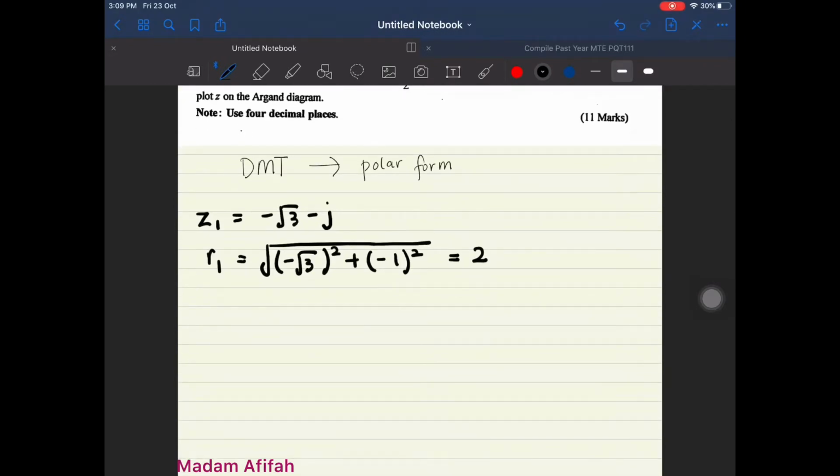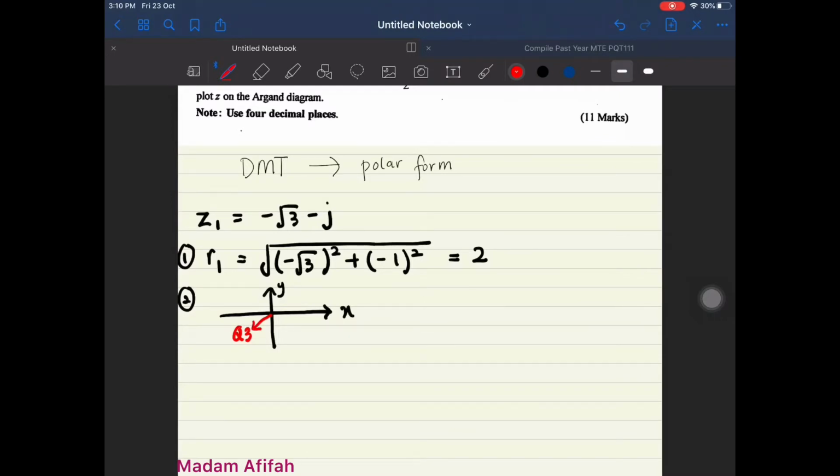Now we proceed with how to get the argument for z1. Before we can find the argument of z1, we need to plot it. Negative square root 3, where your x-axis refers to the real part of z and your y-axis refers to the imaginary part of z. As you can see, your z is in quadrant 3, with a negative real number and a negative imaginary number.